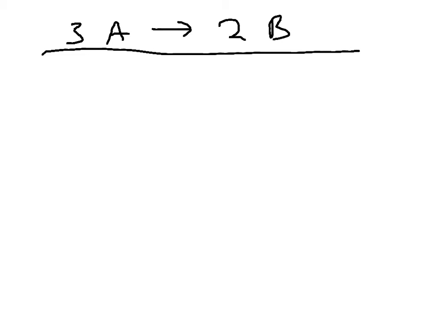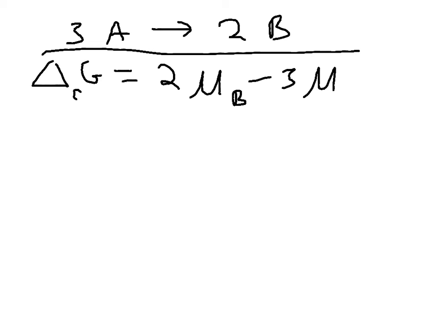So to demonstrate where those exponents come from on the reaction quotient, let's look at this other example reaction where we have coefficients in the reaction that are different from 1. So in this case, we could say delta G for this reaction is going to be 2 times the chemical potential of B minus 3 times the chemical potential of A. Because every time the reaction takes a step forward, we make 2 moles of B and we destroy 3 moles of A. So that's why we need the coefficients on here.